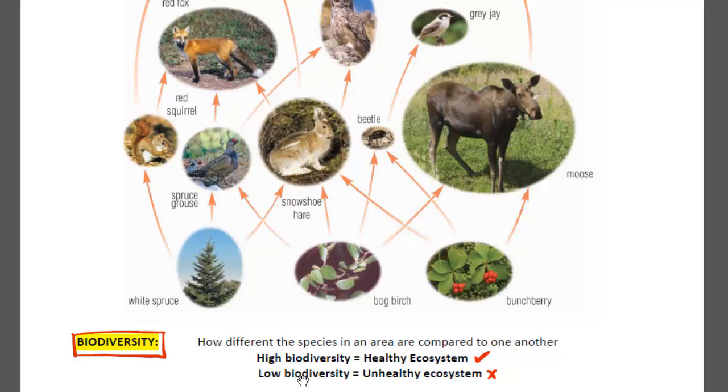When your biodiversity drops and you start to get just one of a kind or two of a kind, now you can see that, for example, if this gray jay only eats this beetle, there's no other beetles around for it to eat because of the low biodiversity in the beetle world, then when this beetle is gone, the gray jay has no food and the gray jay will die. Then anything that relies on the gray jay will also be in trouble. So that would be a very unhealthy ecosystem. You want high biodiversity, not low biodiversity.